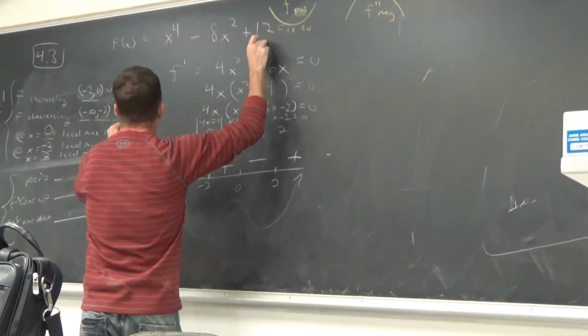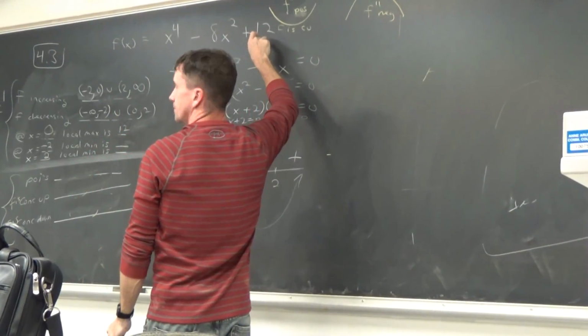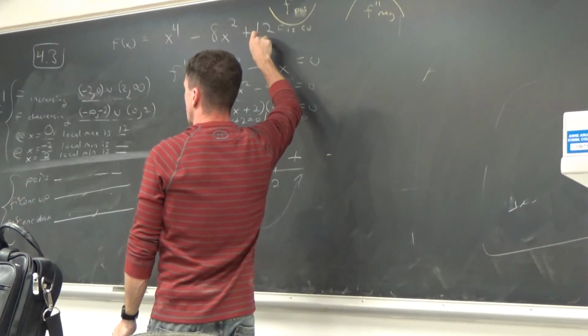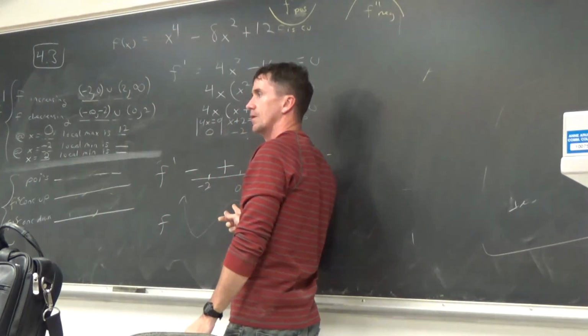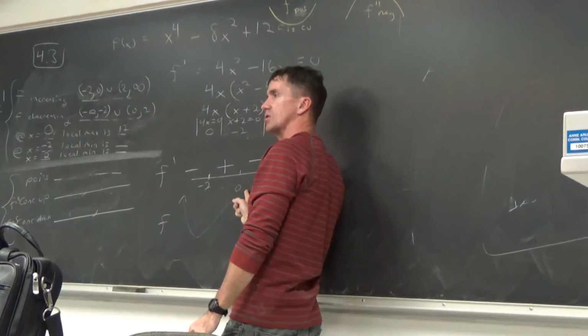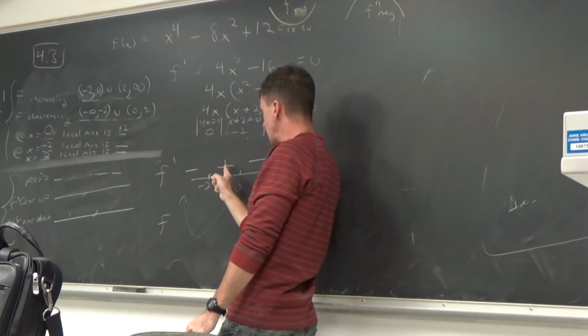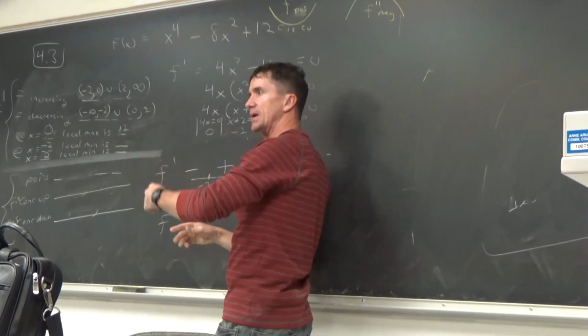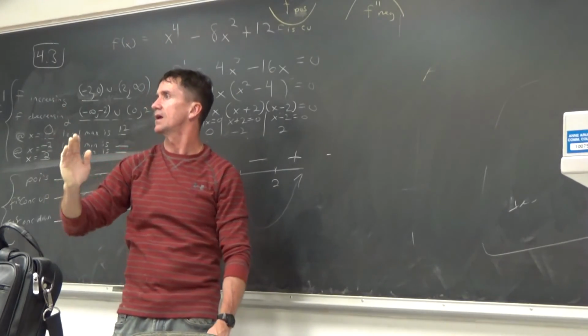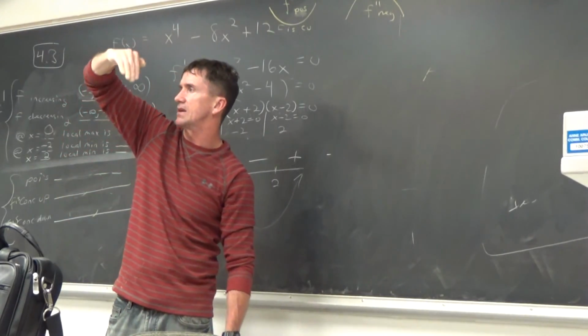Why did I use 0? Oh, look at this. We know there's a local max a couple of ways. One is the plus to the minus. That would mean the function did this. Look, I'll use my hand. It went up, increasing, then went down.